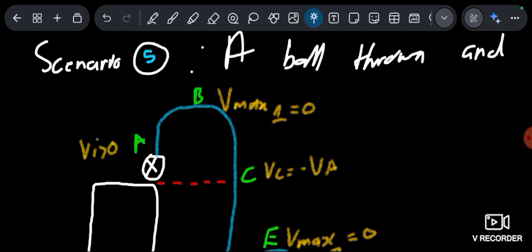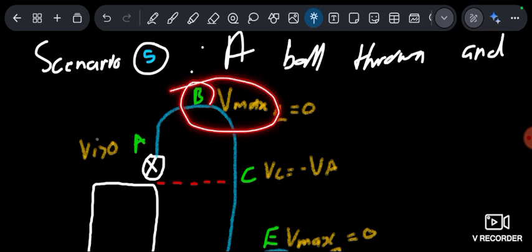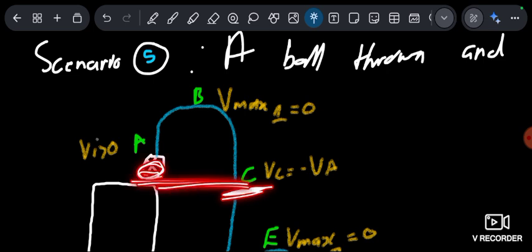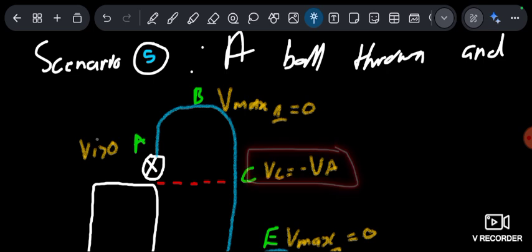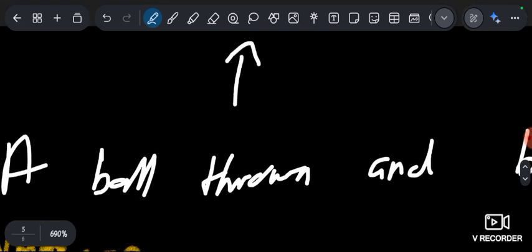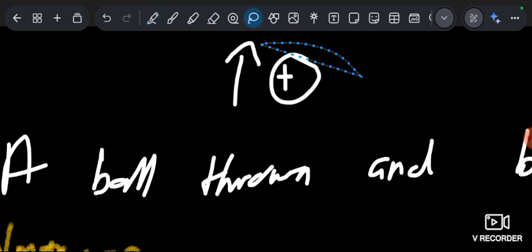V initial is greater than 0. V max always is equal to 0. But V initial and V at C, which is the same point as A, will be the same but in the opposite direction. Now I want us to remember this. I said to you, always take the first direction as positive. What is the first direction? The first direction is up, so we must take up as positive. Are we following?